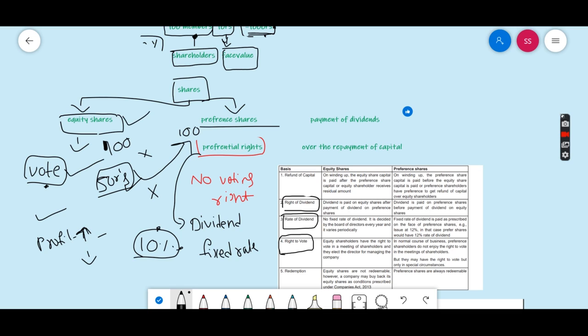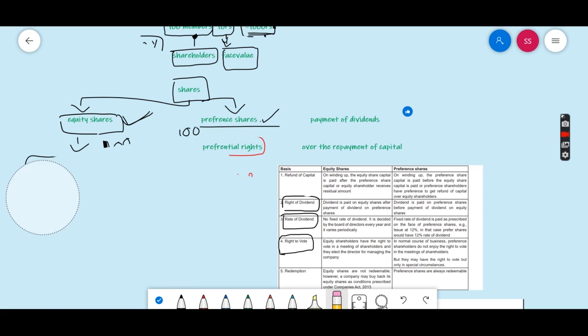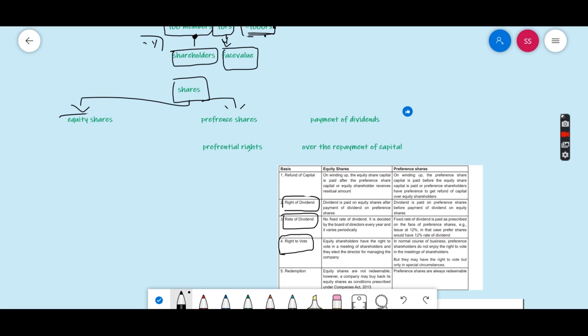First, refund of the capital while winding up the company. So first, the capital should be repaid to the preference shareholders. If there is anything left, then only they will pay to the equity shareholders. So refund of capital while winding up the company, first preference will be given to the preference shareholders.